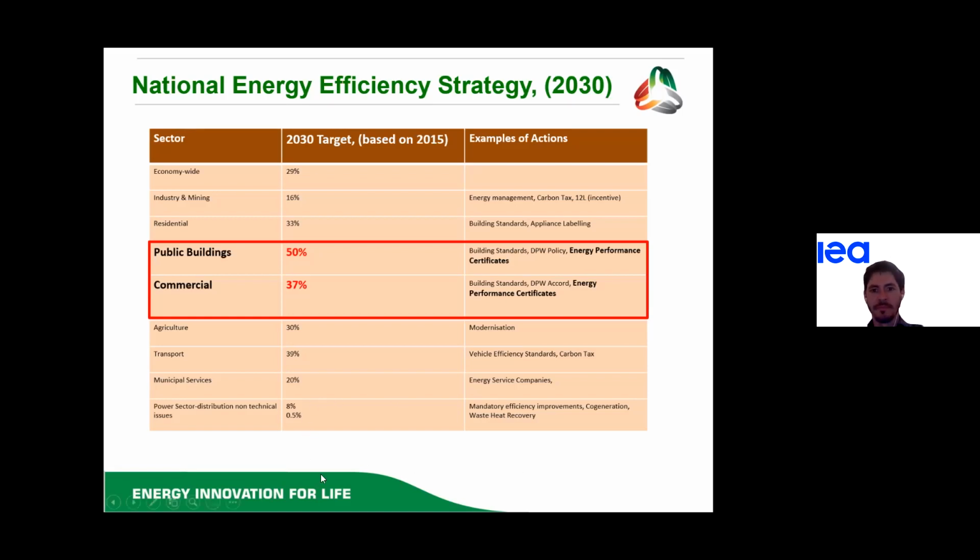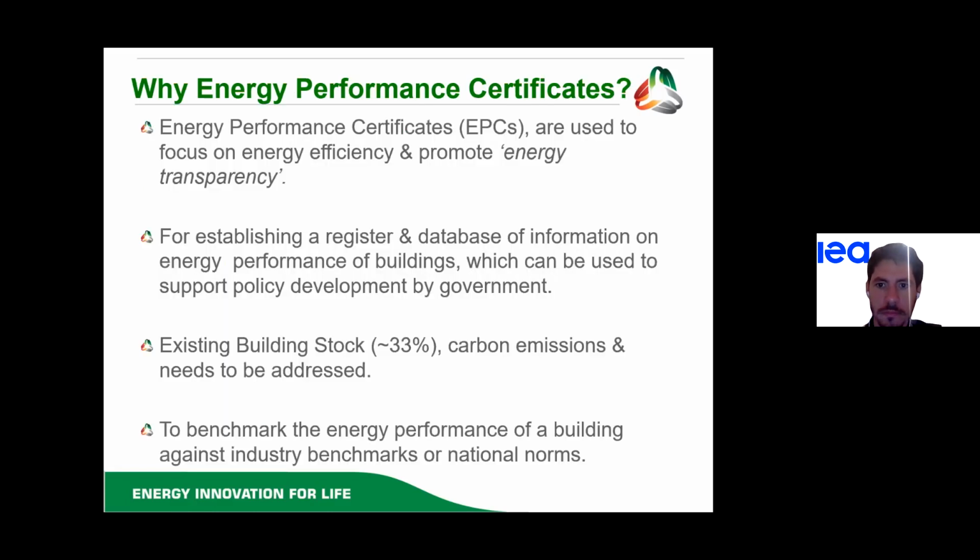The target for public buildings is 50% achievement based on the 2015 baseline, and in the commercial or private sector, 37%. You'll see some of the actions that were identified that would help us to achieve those targets are improvements in building standards, and the Department of Public Works and Infrastructure's policies, and they have a green building policy. Energy performance certificates were clearly highlighted as one of those vehicles to achieve those targets, as well as in commercial or private sector property.